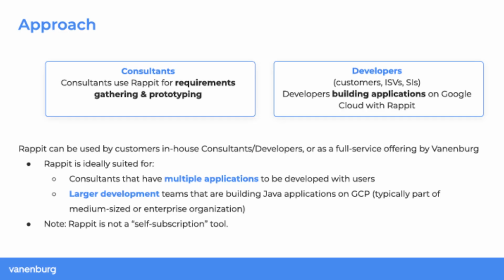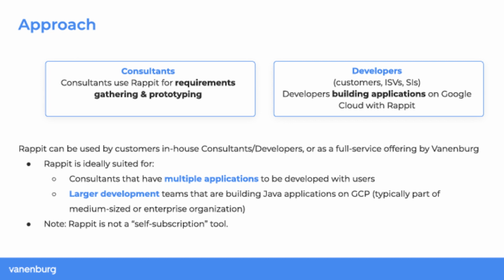So basically, I think Vinod already referred to it. We show the use case for the consultants or the business analysts on one hand, and the developers on the other hand. So we see that consultants or business analysts are empowered to use Rappit for requirements gathering or prototyping. And on this side, we have developers, be that large enterprises or ISVs or system integrators, who are basically allowed to much more smartly and quickly build advanced applications on Google Cloud with Java, with Rappit.